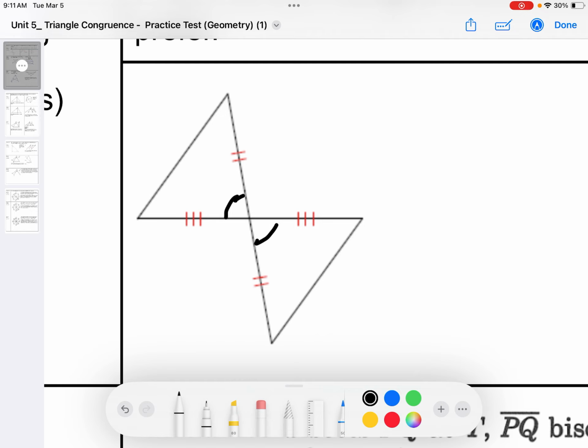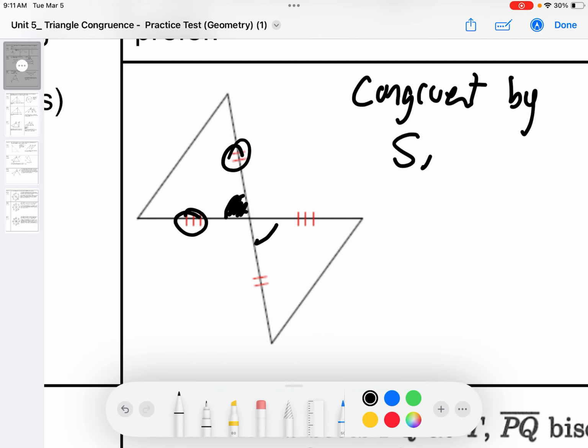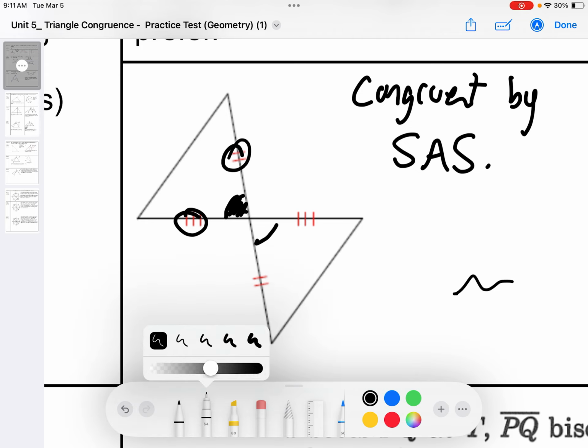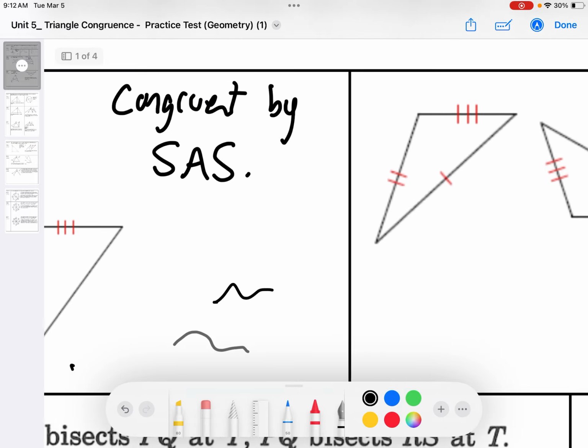So you can cite that they are congruent by the side angle side theorem. And that's really all you got to do. You say they're congruent by side angle side, and that's it. I wish I could get this to write a little thinner, but okay. All right, next one.